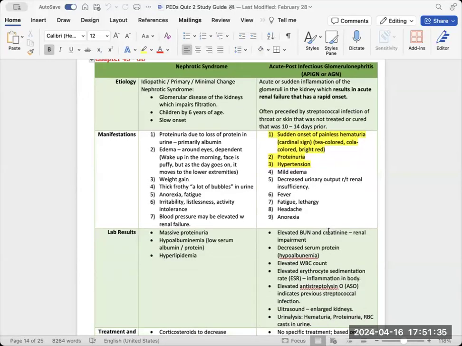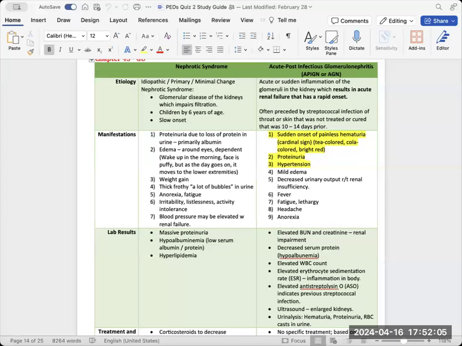And how do we know that they have this? Well, there's three really major symptoms. One, a sudden onset of painless hematuria, or blood in the urine. That's going to be tea-colored, cola color, bright red. Know that. The next one is proteinuria, where we're going to see protein in the urine. And they're going to be hypertensive. Those are our three giveaways that they have acute post-infectious glomerulonephritis.